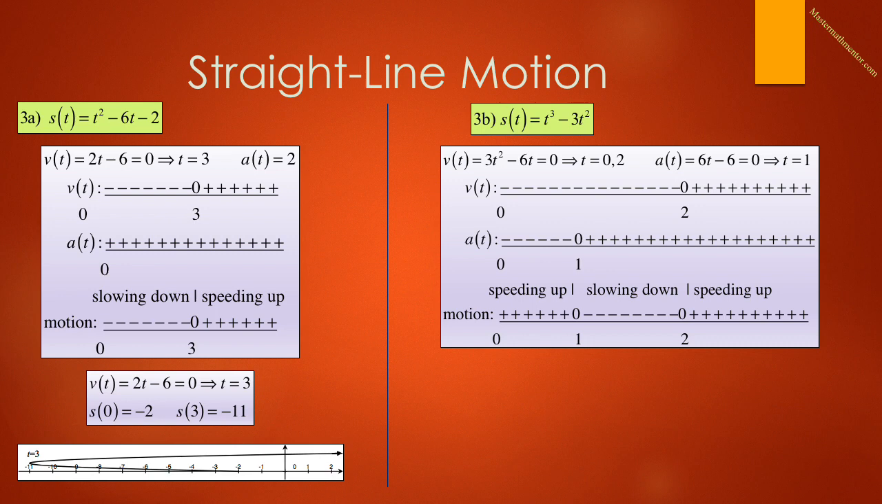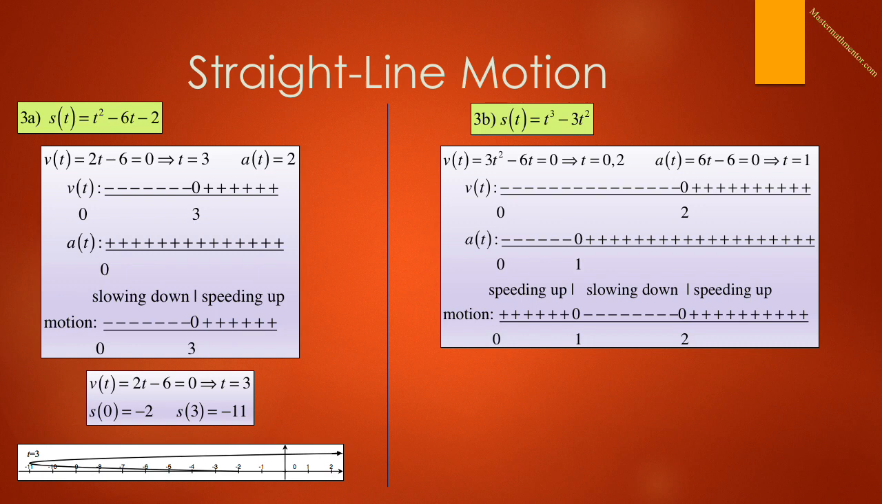Note that acceleration by itself tells you nothing. You must multiply the signs. So in the interval 0 to 1, the velocity times the acceleration is positive, meaning that the particle is speeding up. Between 1 and 2, velocity is negative, acceleration is positive, so when we multiply the signs, we get a negative, and that means the particle is slowing down.